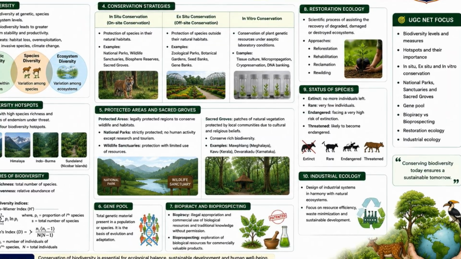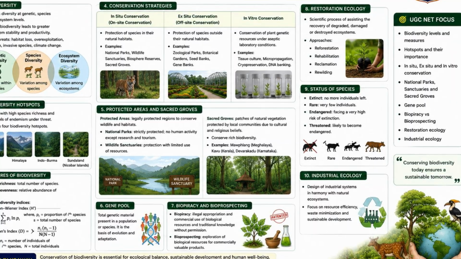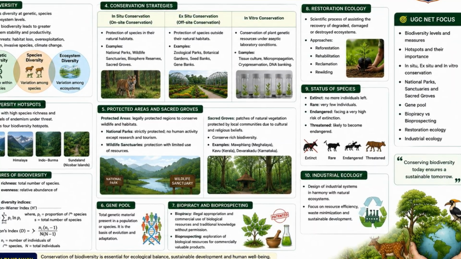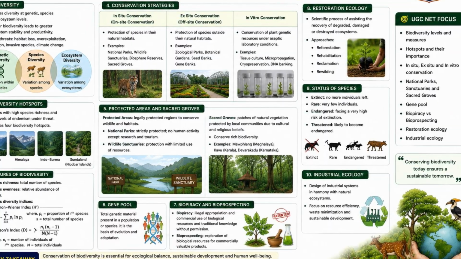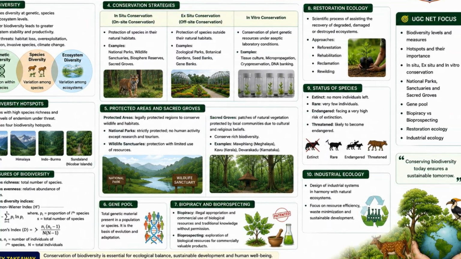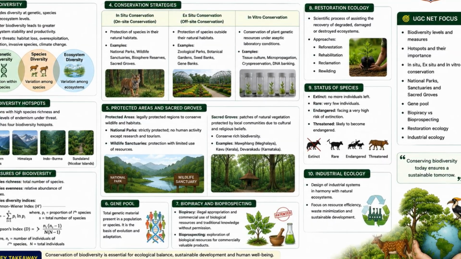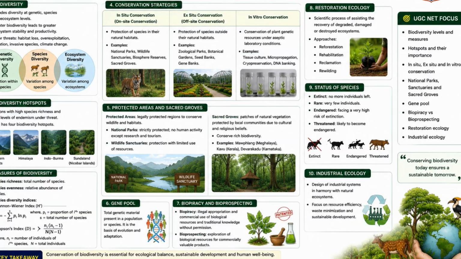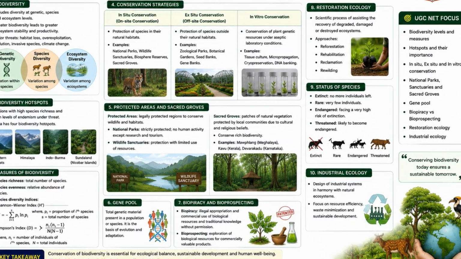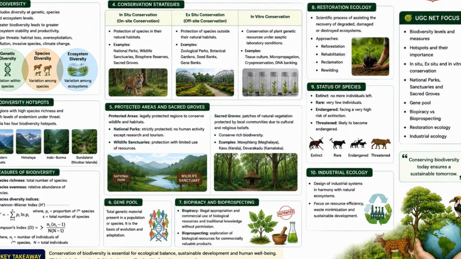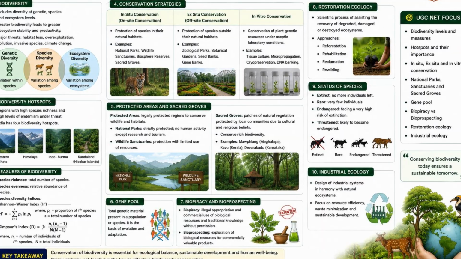Genetic diversity refers to the variation in genes within a species. It provides the raw material for evolution and enables species to adapt to changing environmental conditions. Species diversity represents the variety and relative abundance of different species present within a particular ecosystem or geographical region. Ecosystem diversity refers to the diversity of habitats, ecological processes, and ecosystems existing in a region.